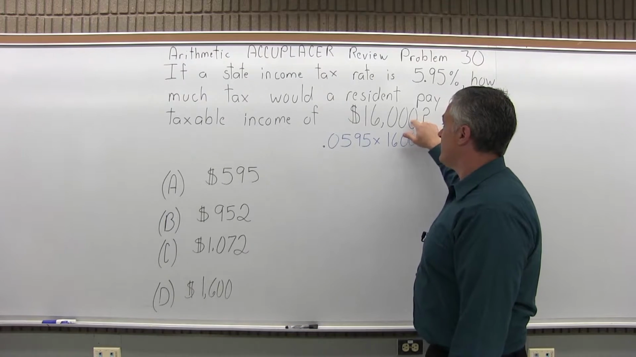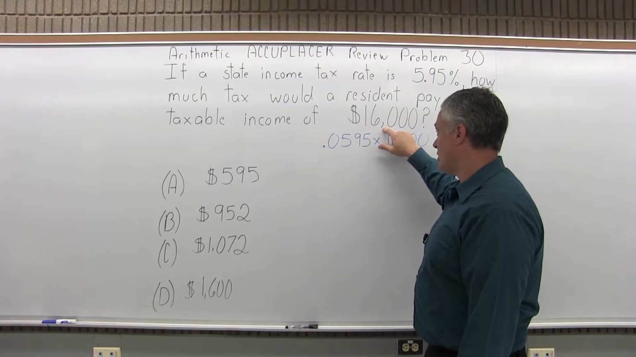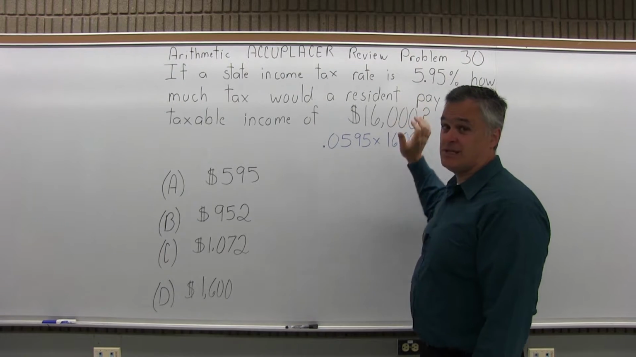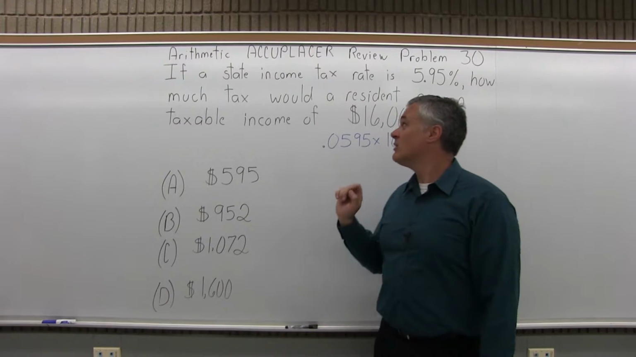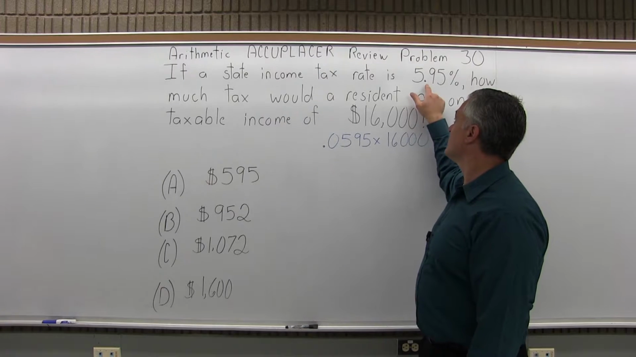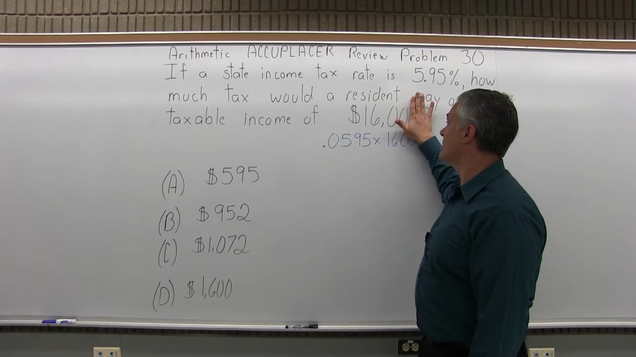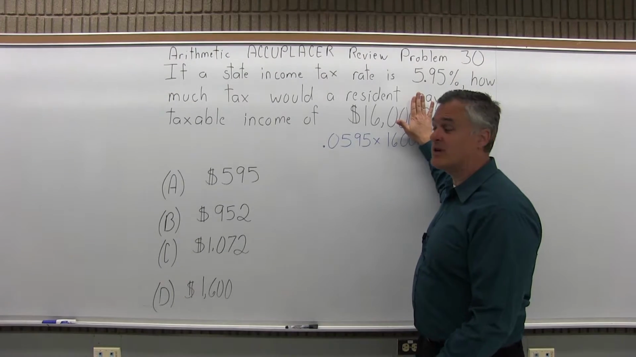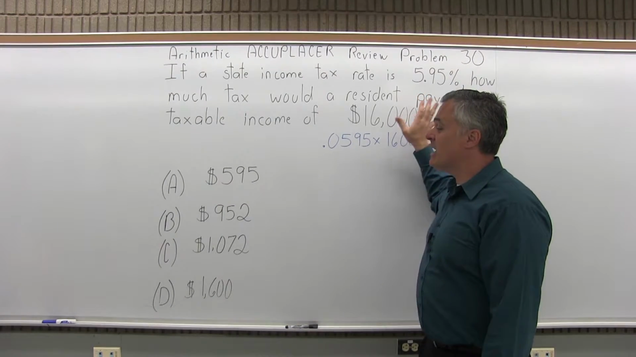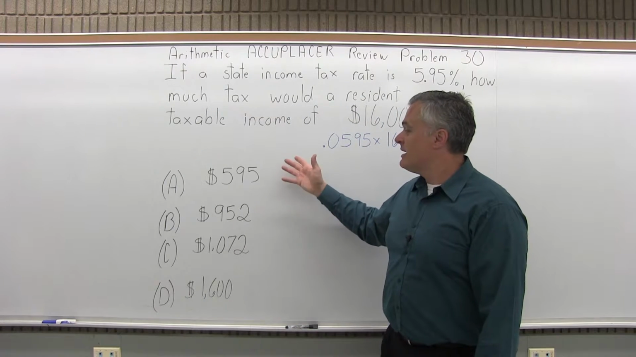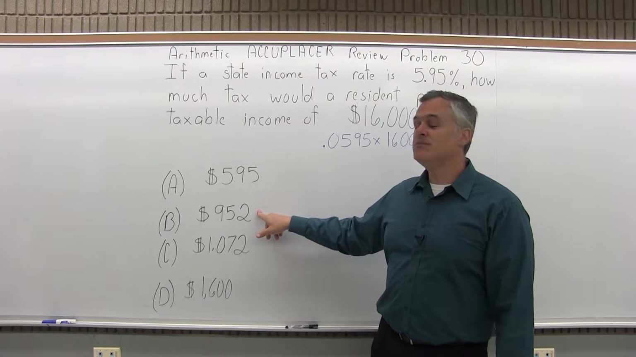So 10% of $16,000 would be 1,600. You just get rid of one of the zeros. Now we're not looking for 10%. We're looking for something close to 5%. So if 10% is 1,600, 5% would be half of the 10%, or 800. Now none of my options are 800, but it zeroes me in pretty close to B.